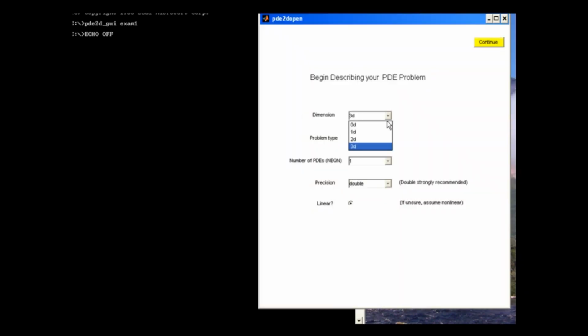But in general, the GUI gives you the option of solving 0D, 1D, 2D, and 3D problems, steady-state, time-dependent, or eigenvalue problems, up to 8 partial differential equations. If you need to solve more than 8, you'll have to use the interactive driver interface.